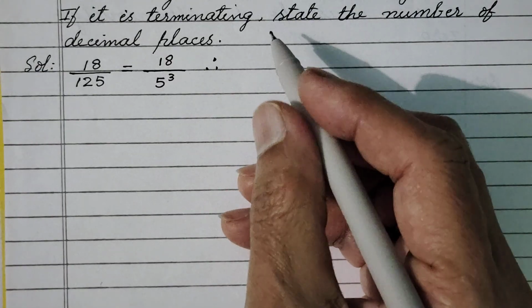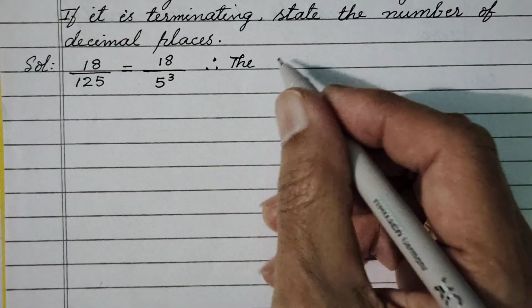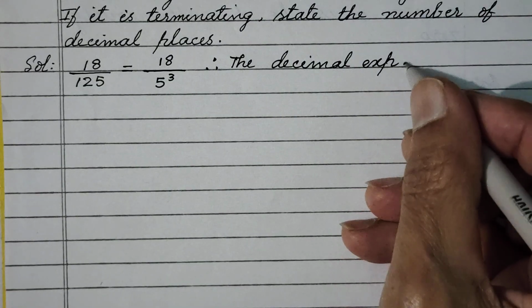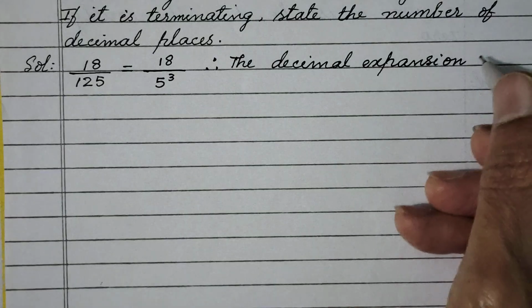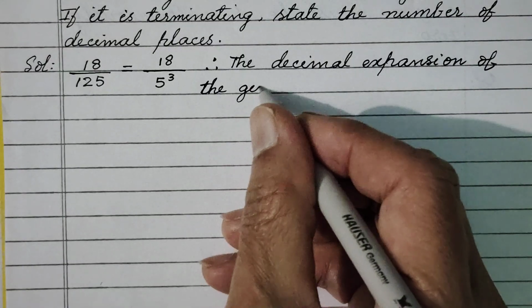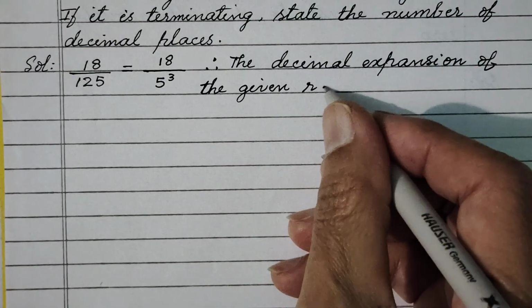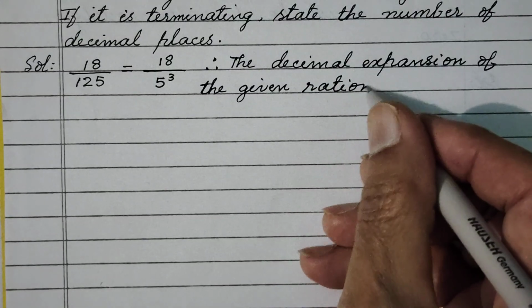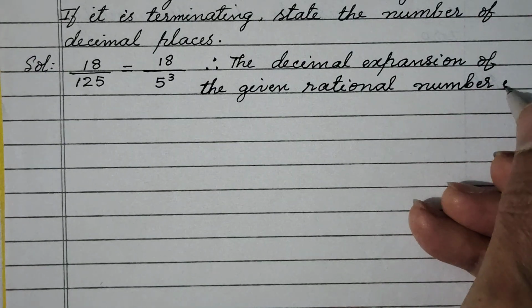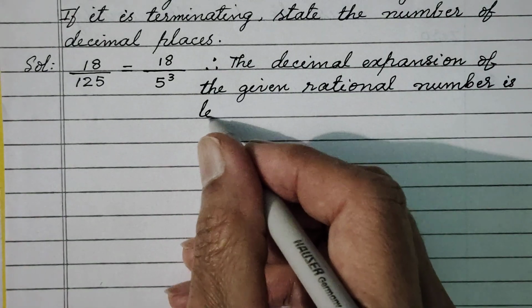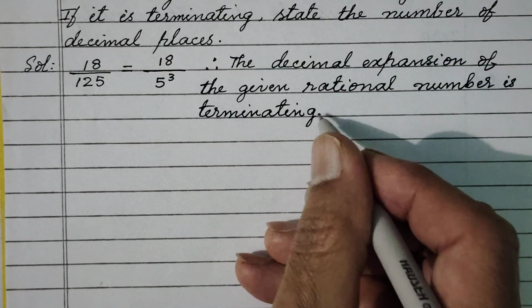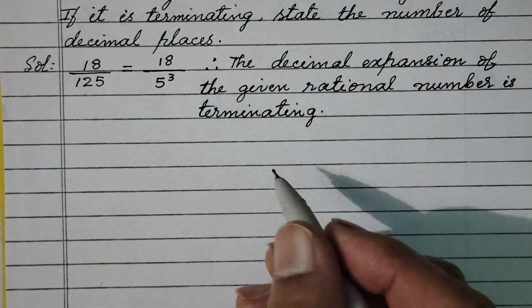Therefore, the decimal expansion of the given rational number is terminating. Now we have to find out the number of decimal places.